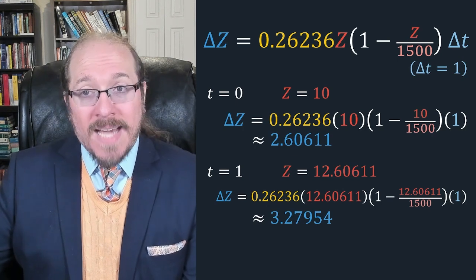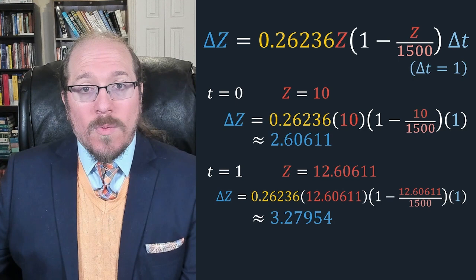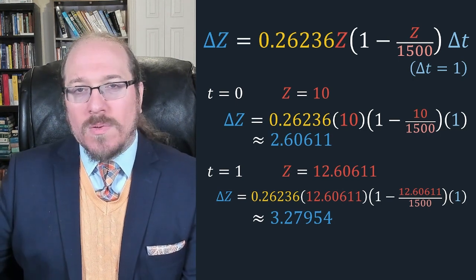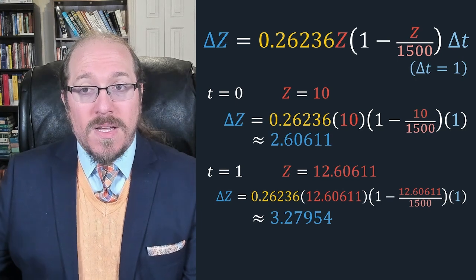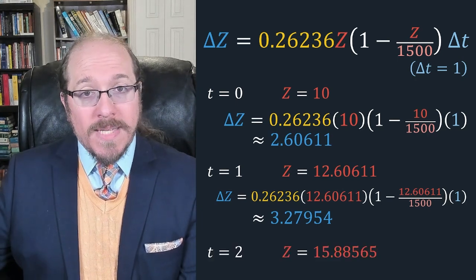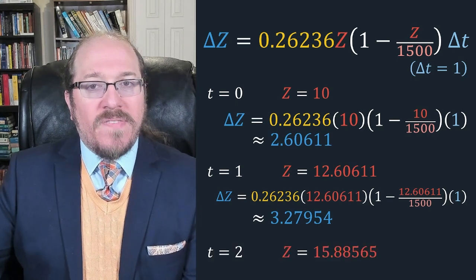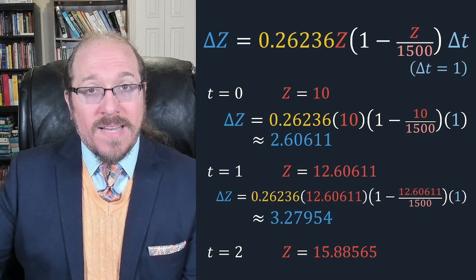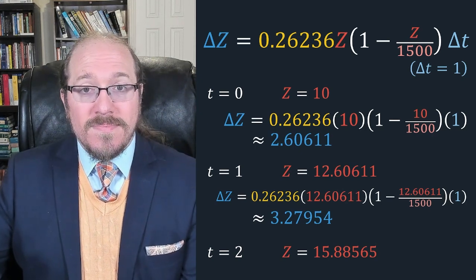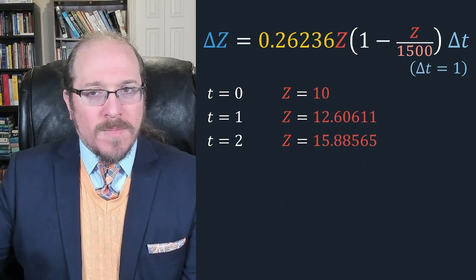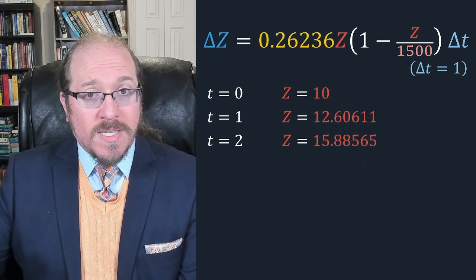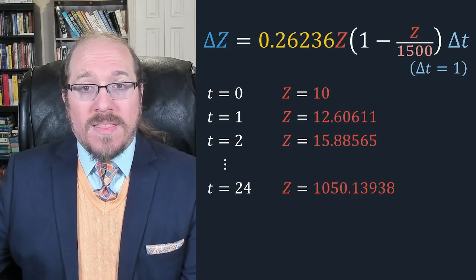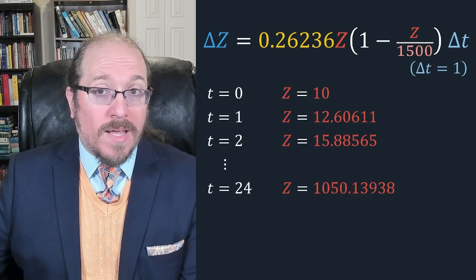So if we plug that into our equation for z, we get that delta z is about 3.27954 new zombies. So now at t equals 2 days, that puts us at about 15.88565 zombies, give or take. If we keep going with this little by little, we can figure out the number of zombies and how it grows over time. Now we reach 1,000 zombies by day 24.